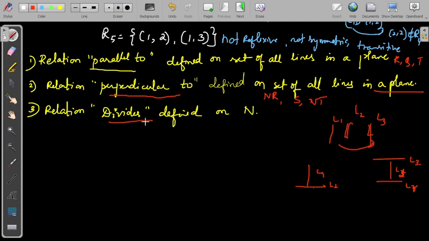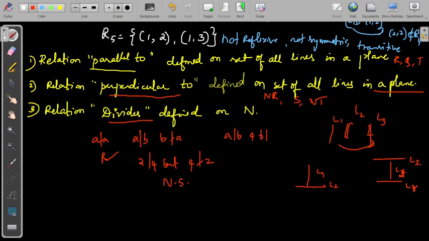Divides relation defined on the natural numbers: every number divides itself. A divides A. Therefore, it is reflexive. If A divides B, B need not divide A. See, 2 divides 4, but 4 does not divide 2. So it is not symmetric. 4 does not divide 2 means 4 can't be written as an integral multiple of 2. That's why it is not symmetric. Then transitivity: if A divides B and B divides C, automatically A should divide C. Therefore, it becomes transitive. So the divides relation is reflexive, not symmetric, and transitive.